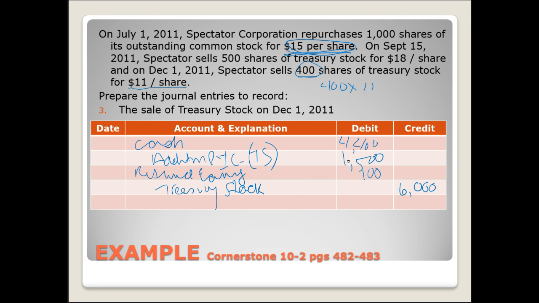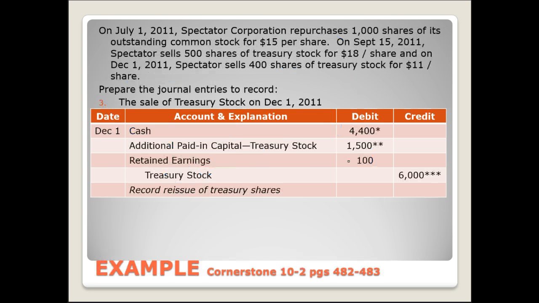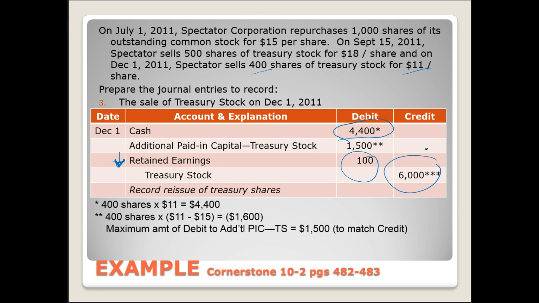And a debit entry to retained earnings, remember, means that retained earnings is falling. Retained earnings is an equity account, which means it has a normal balance of a credit. So a debit entry means I actually just reduce retained earnings. That means on December 1st, 2011, when Spectator Corporation sold 400 shares for $11 a share, they reduced their own retained earnings in order to do it because they sold those shares for a total of $4,400 when those shares were actually worth $6,000. And this is where you see some of the math we just did.